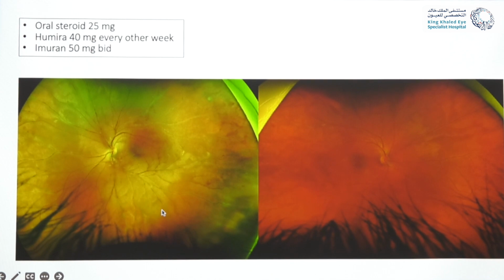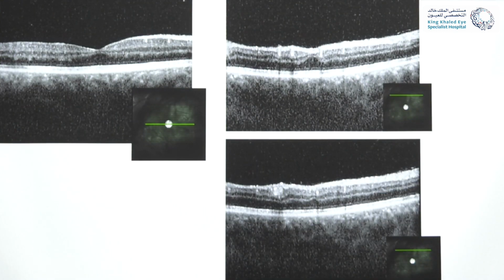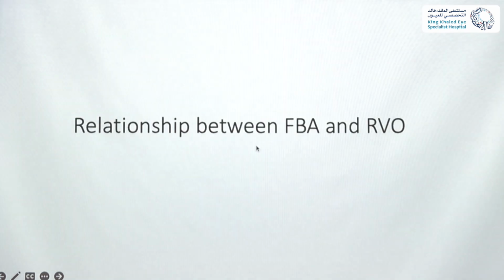And this is after treatment. The patient received oral steroid, Humira and Imuran. And as you can see in this picture, the OCT is dry and resolved with the perivascular sheathing. However, there are some areas of persistent outer plexiform layer elevation. And this sign was mentioned in literature that it's significantly correlated with the number of Behcet attacks or Behcet activities.